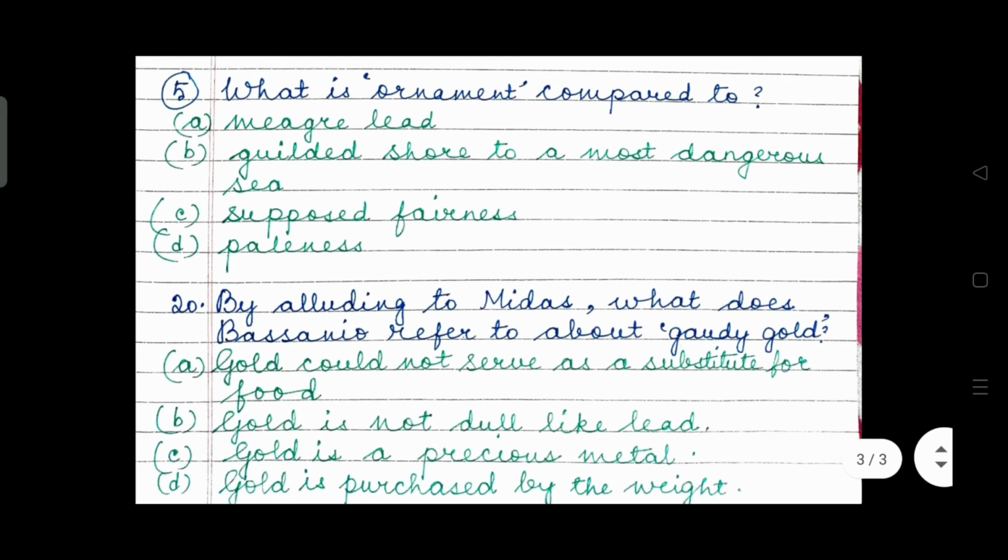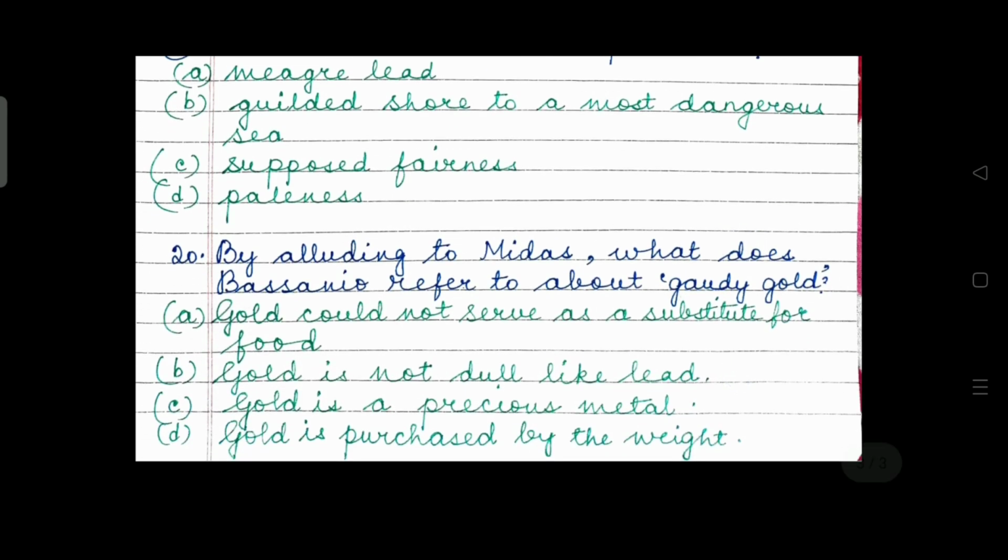Next, 20. By alluding to Midas, what does Bassanio refer to about gaudy gold? Gold could not serve as a substitute for food. Gold is not dull like lead. Gold is a precious metal. Gold is purchased by the weight. The right answer is gold could not serve as a substitute for food.